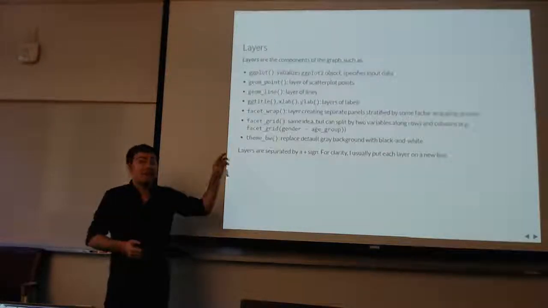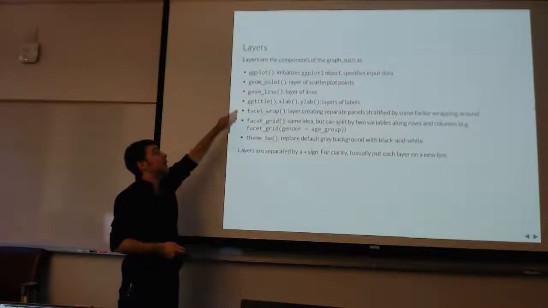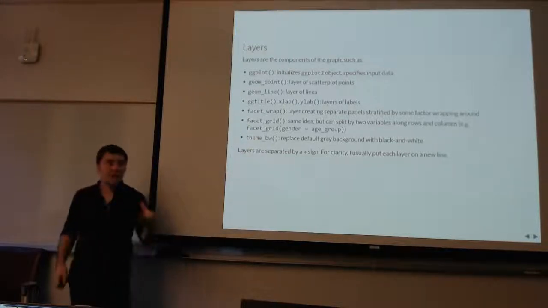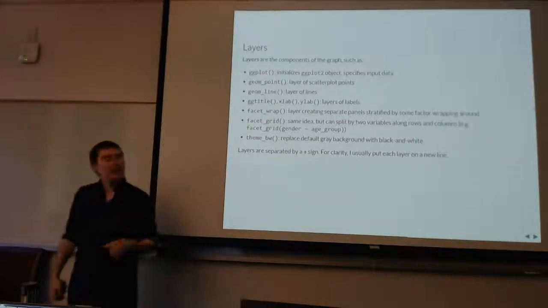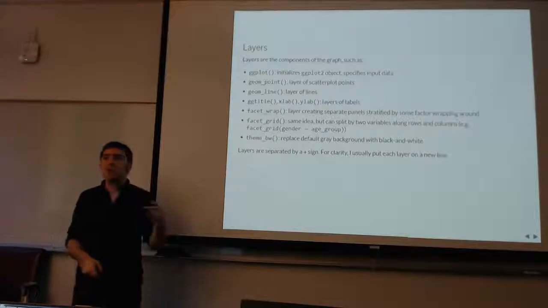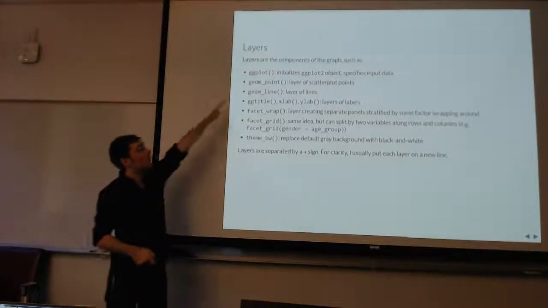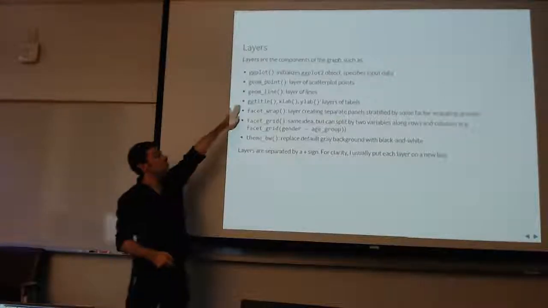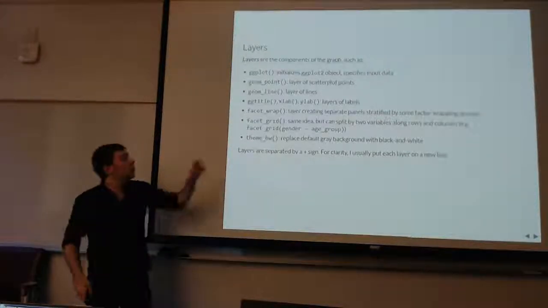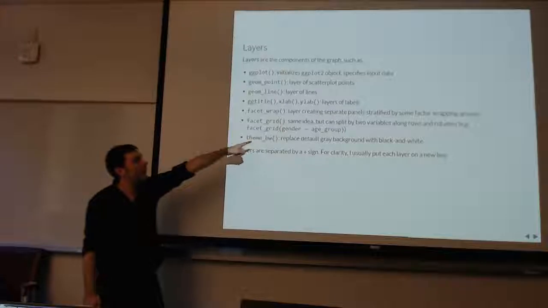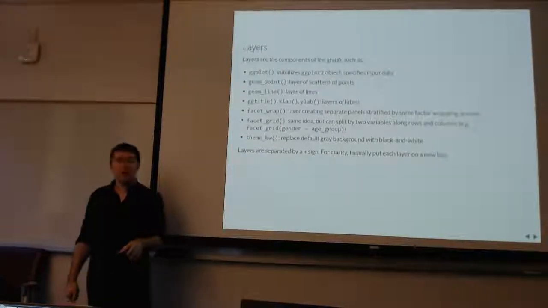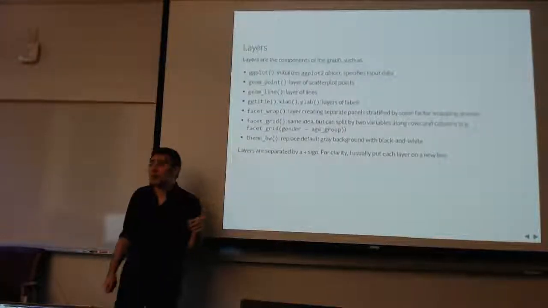You can give a different data frame in each one of these layers, but some data has to come into it at some point. That just specifies the input data. If you want, you could set aesthetics in it too, which I'll get to in the next slide. You could do something like geom point to do scatter plot points. Geom line will do lines. You can do title, xlab, and ylab to do layers for labels. I think you can do a zlab for doing three-dimensional plots.